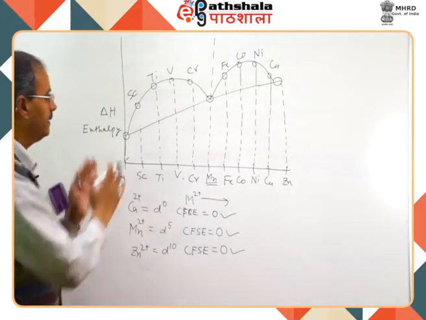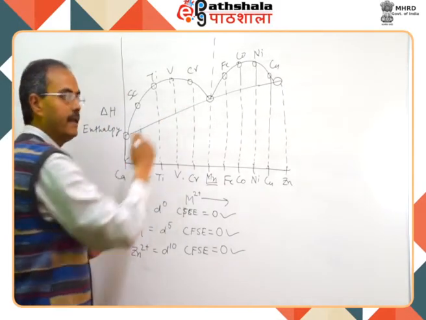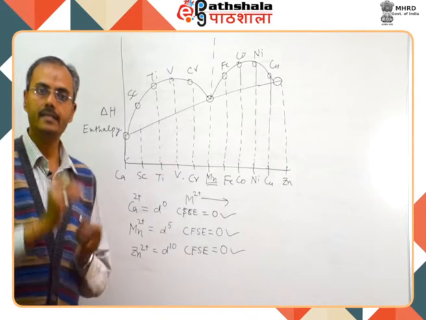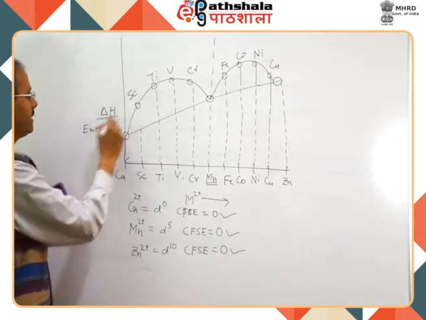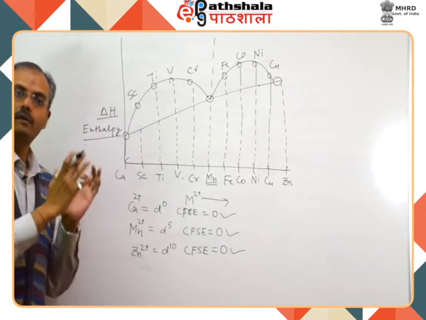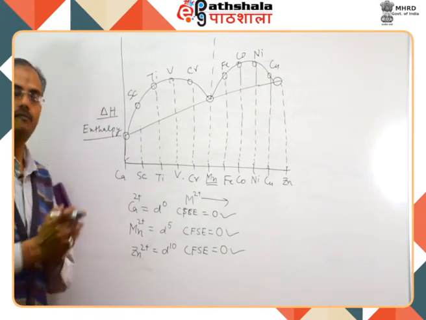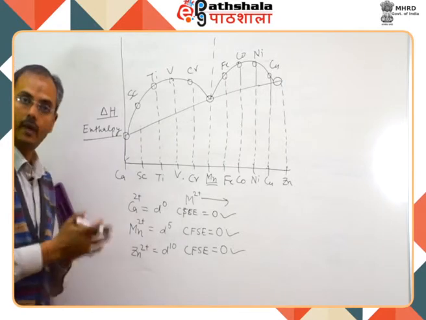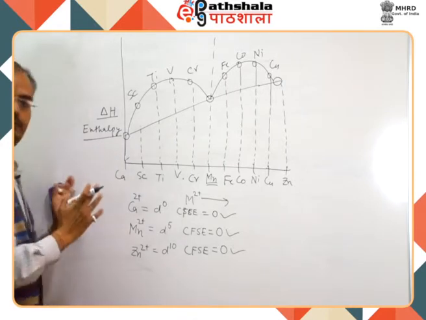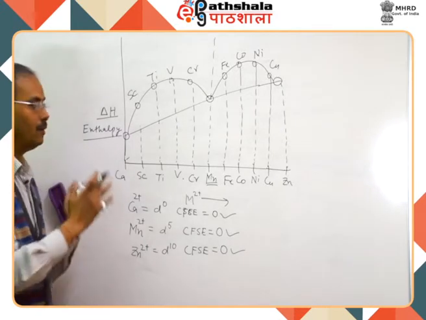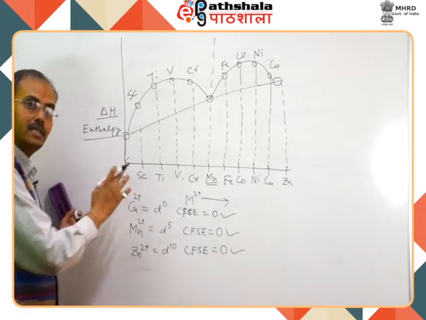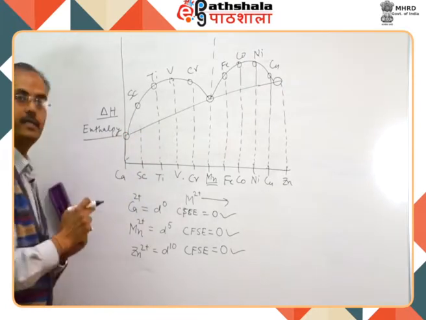What is the meaning? That this deviation from the linear line is because there is a sizable amount of CFSE which is causing difference in the value of enthalpy for the hydration of the metal +2 ion. So this is a very good example to understand the importance as well as the significance of crystal field stabilization energy for various transition metal ions.